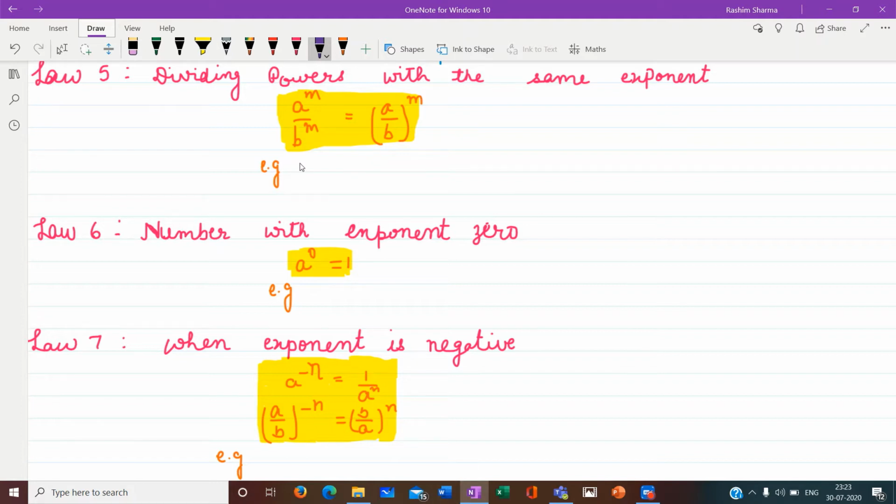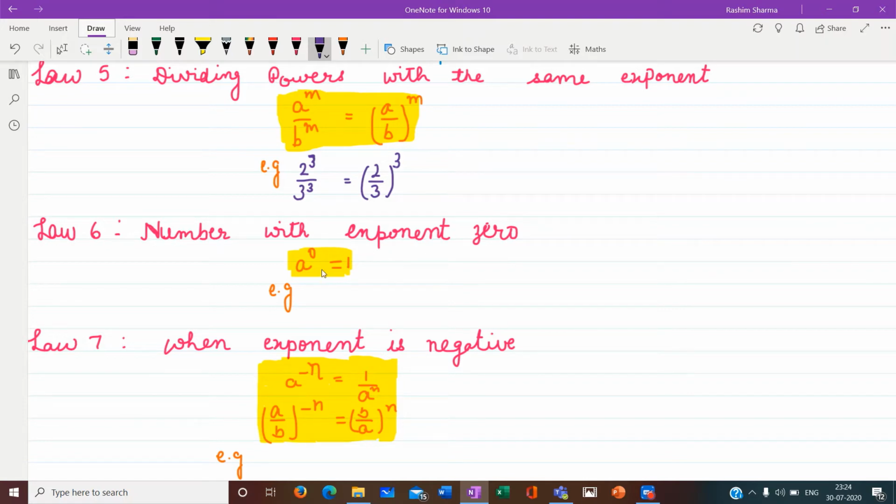If we have here 2 raised to power 3 upon 3 raised to power 3. So here we know 2 and 3 are two different bases. So it will become 2 upon 3 with their common power 3. Okay. Now, law 6 is number with exponent 0.